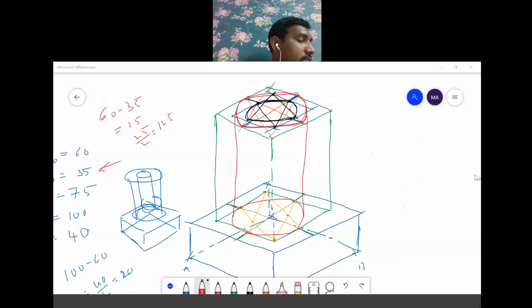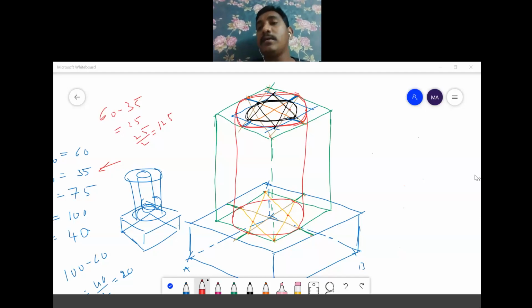So next we are doing a problem of a hexagonal prism. This one will be the last problem from this topic. Somebody has sent me a message.